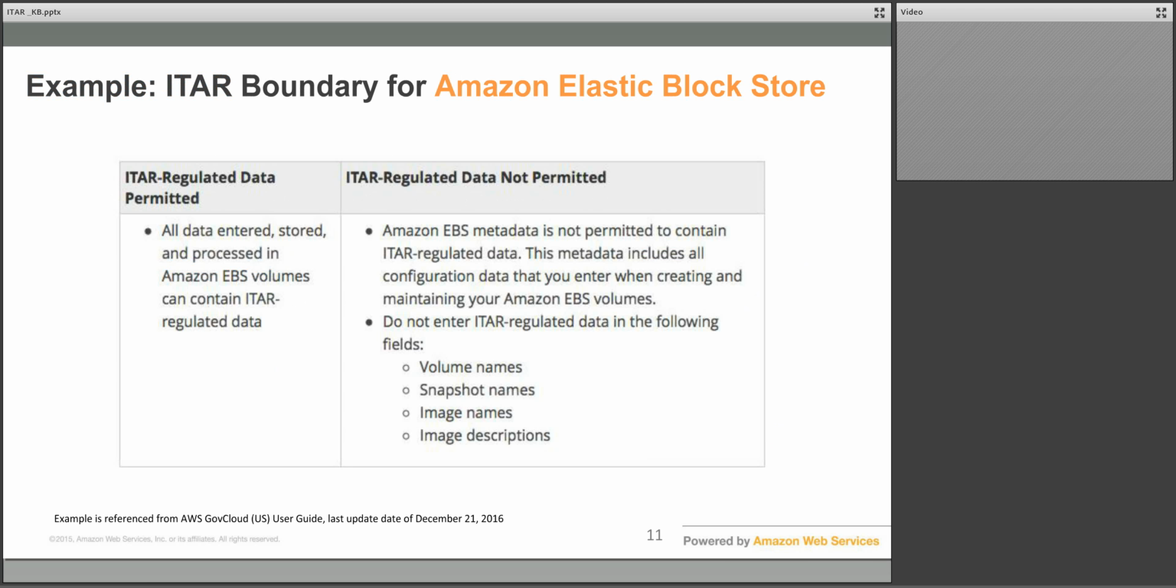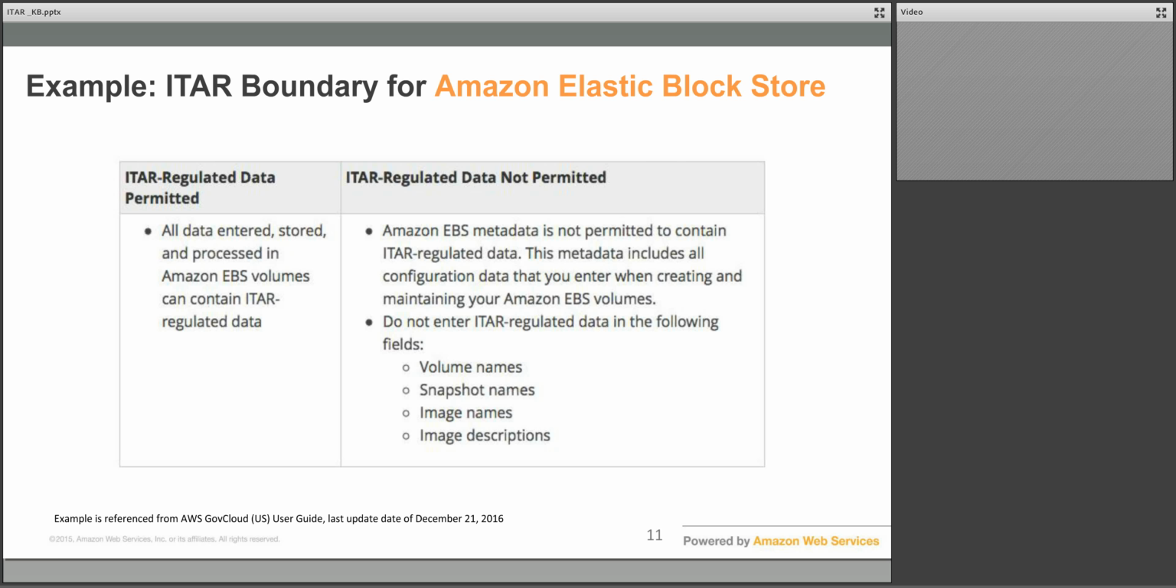To illustrate what the boundary for a service looks like, let's look at the ITAR boundary for Amazon Elastic Block Store, or EBS. This ITAR boundary table is available for every service in the GovCloud region. So within EBS, ITAR data is permitted to be entered, stored, and processed on the EBS volume itself. You will note that ITAR data is not permitted in EBS metadata, which includes all configuration data when creating and maintaining EBS volumes. ITAR data is not permitted in volume names, snapshot names, image names, and image descriptions.